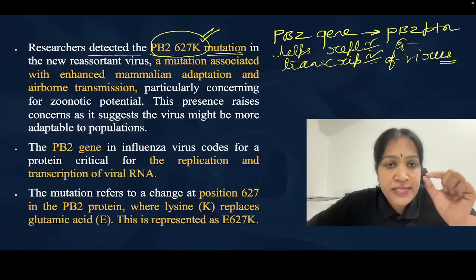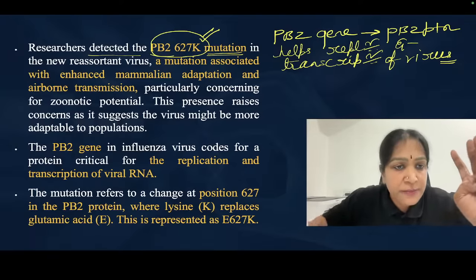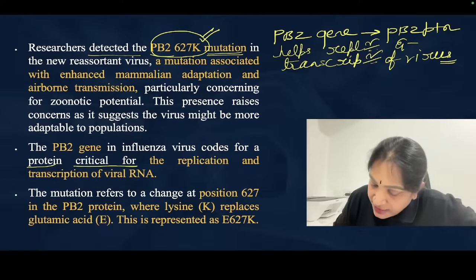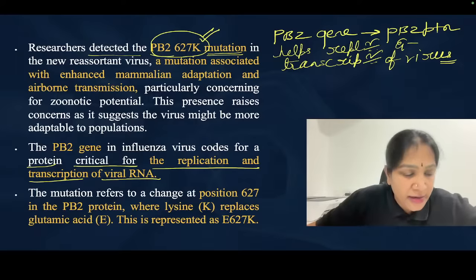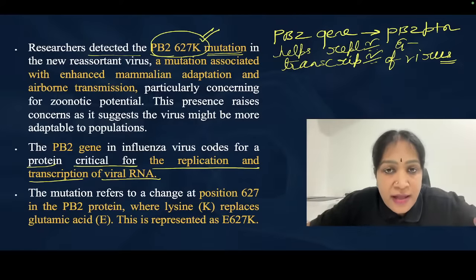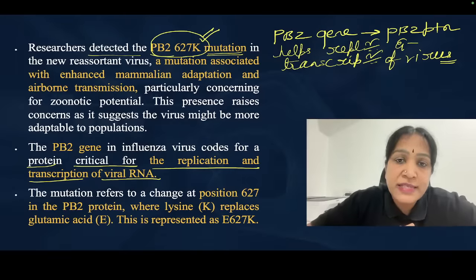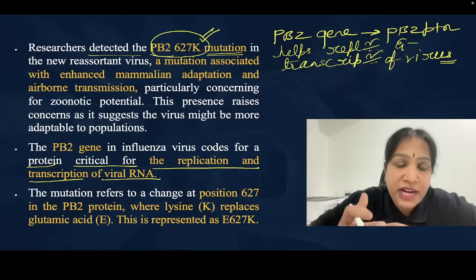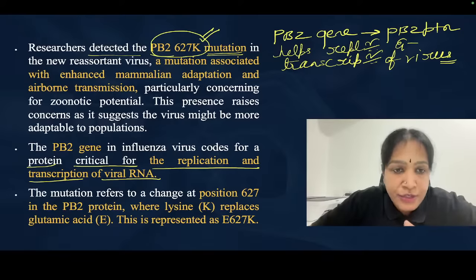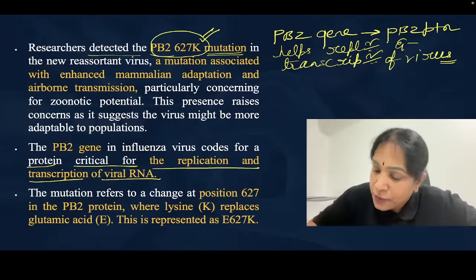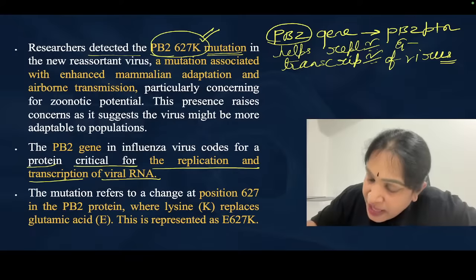A gene called the PB2 gene. The gene produces a protein called the PB2 protein. This protein is critical for the replication and transcription of the viral RNA. Replication means the viral RNA getting copied, another copy. And transcription of the viral RNA means expression of that particular gene. It is very crucial for that.